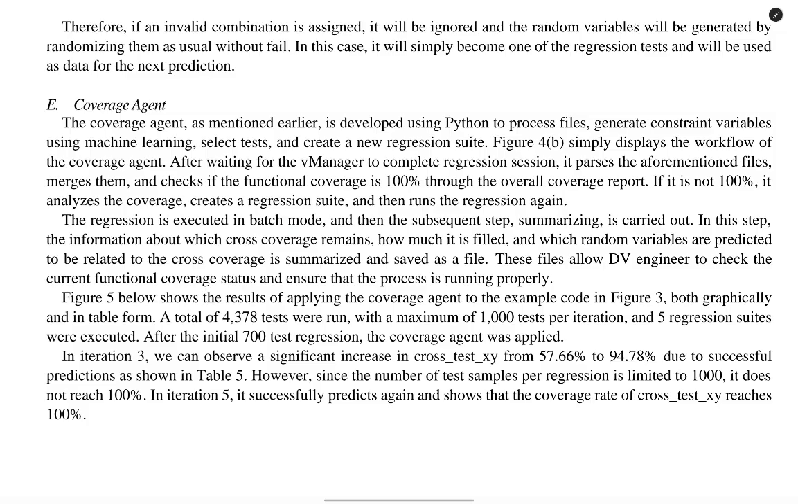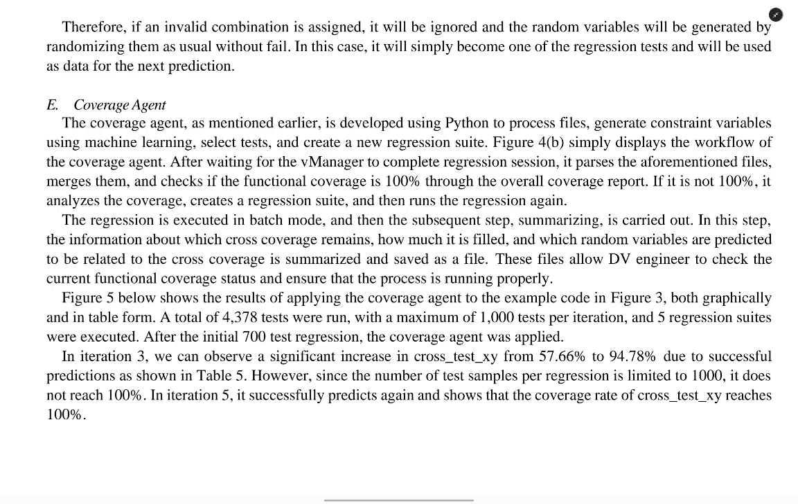In this step, the information about which cross coverage remains, how much is filled, and which random variables are predicted to be related to cross coverage is summarized and saved as a file. These files allow DV engineers to check the current functional coverage status and ensure that the process is running properly. And Figure 5 below shows the result of applying the coverage agent to the example code in Figure 3, both graphically and in table form.